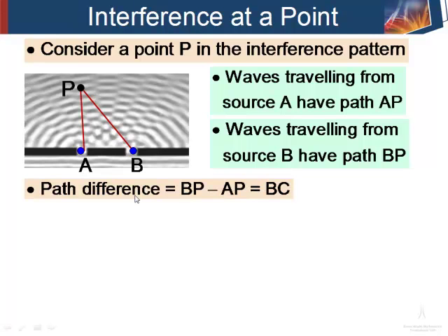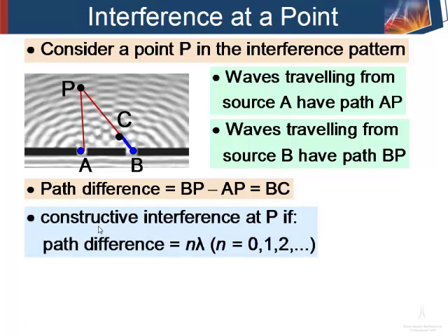Path difference is the difference in the distance traveled by the two sets of waves. So in this case it will be BP minus AP, and basically the distance from B to C is the path difference of this particular wave. We will have constructive interference at point P if the difference in the path length is a whole number of wavelengths. In other words, we'll have constructive interference at that point if the path difference is equal to n times lambda. n is basically the number of wavelengths, where n could be 0, 1, or 2.